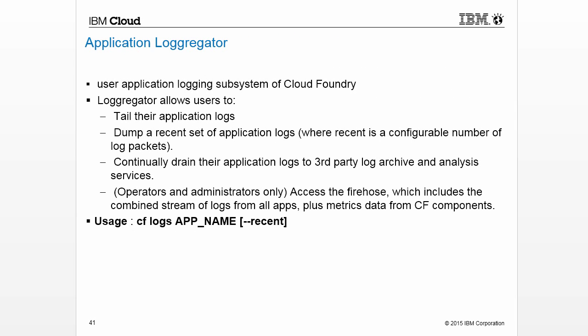The Loggregator is the user application logging subsystem of Cloud Foundry. Loggregator allows users to tail their application logs, dump a recent set of application logs, where recent is a configurable number of log packets, and continually drain their application logs to third-party log archive and analysis services. Operators and administrators only can access a firehose, which includes the combined stream of logs from all apps plus metrics data from CF components. And the last thing Loggregator allows users to do is see usage.